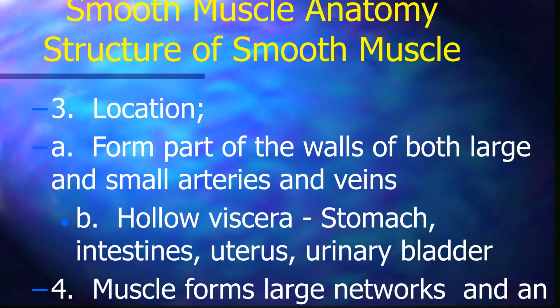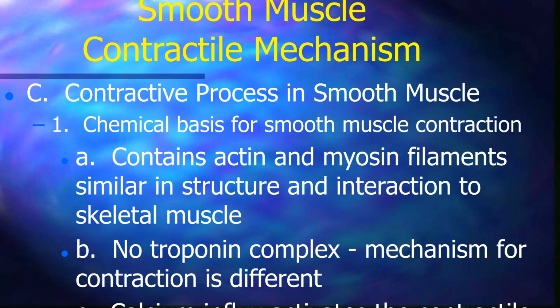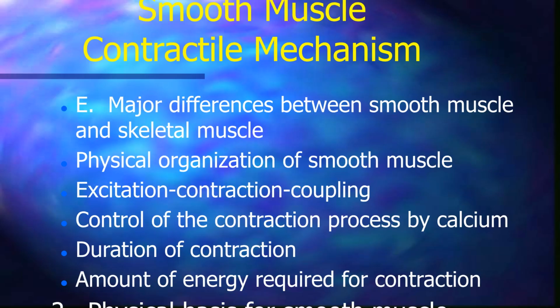The chemical basis for smooth muscle contraction involves actin and myosin filaments, similar to skeletal muscle but without the troponin complex. Contraction is activated by calcium influx, and ATP provides the necessary energy. Major differences between smooth and skeletal muscle include the physical organization, excitation-contraction coupling, calcium control, duration of contraction, and energy requirements. Smooth muscle is not striated.